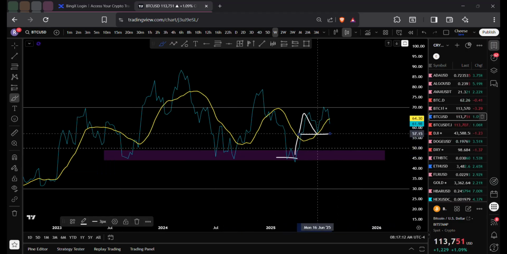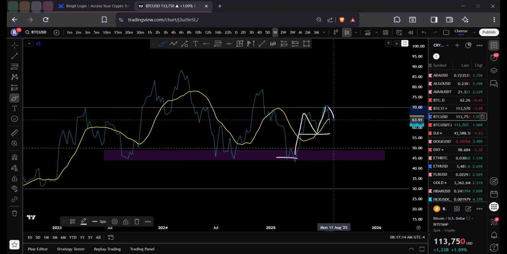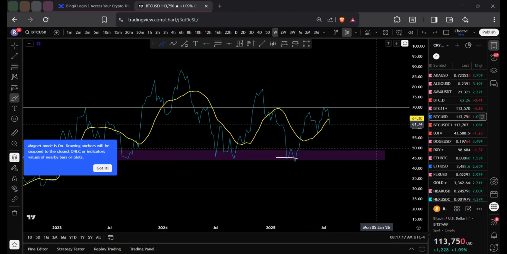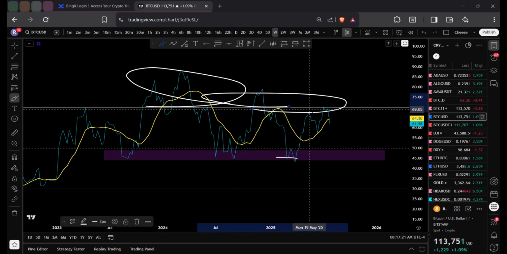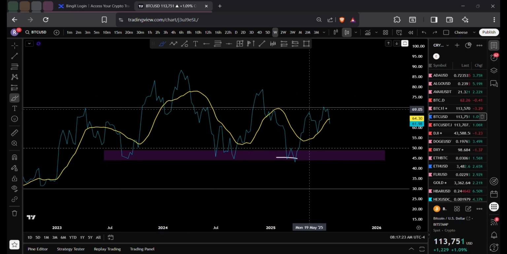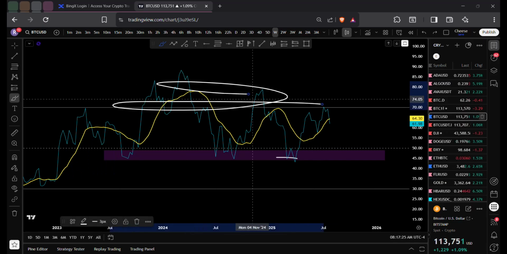Low, higher low, higher high, okay, low. We stopped at the 70, okay? I don't like to buy things when they're extremely overbought. That's another rule, right? You need to learn these rules of overbought.